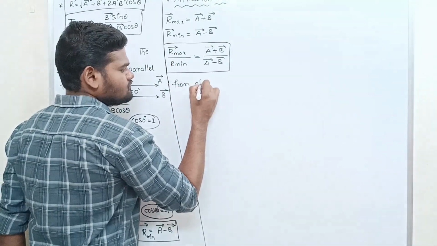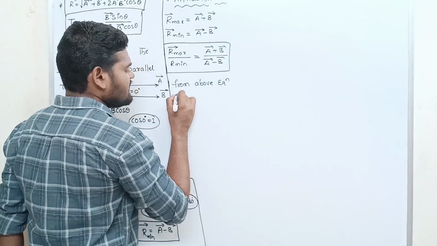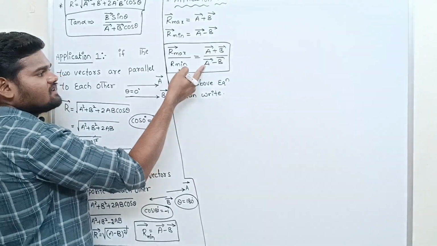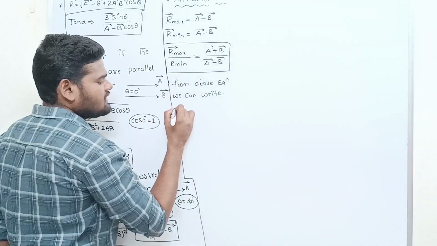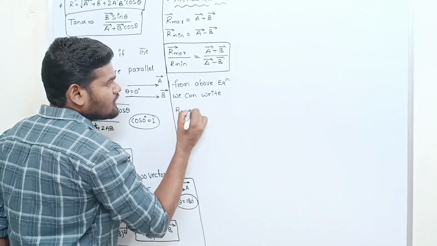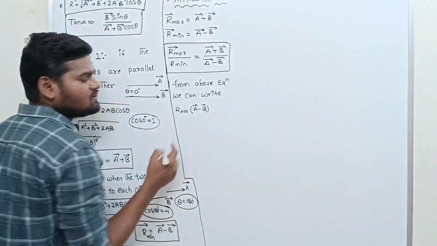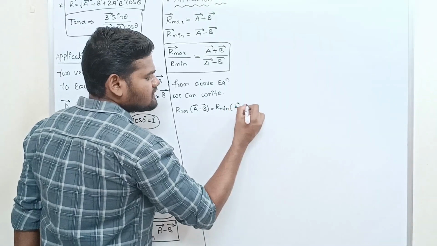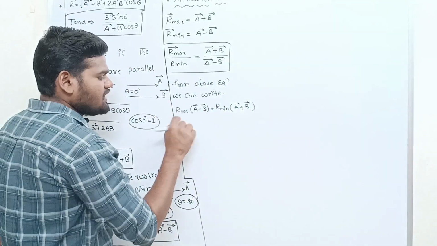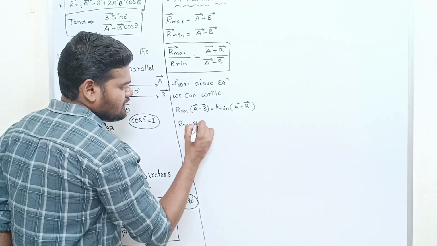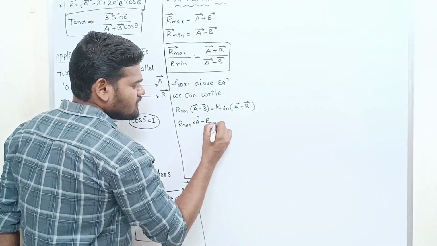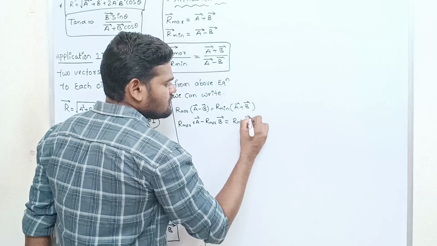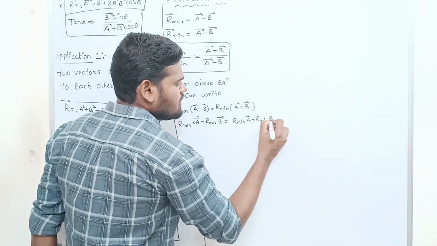From the above equation, we can write: just bring a bar minus b bar to this side and R minimum to that side. R maximum into a minus b equals R minimum into a bar plus b bar. Just multiply with these terms. So R maximum into a bar minus R maximum into b bar equals R minimum into a bar plus R minimum into b bar.